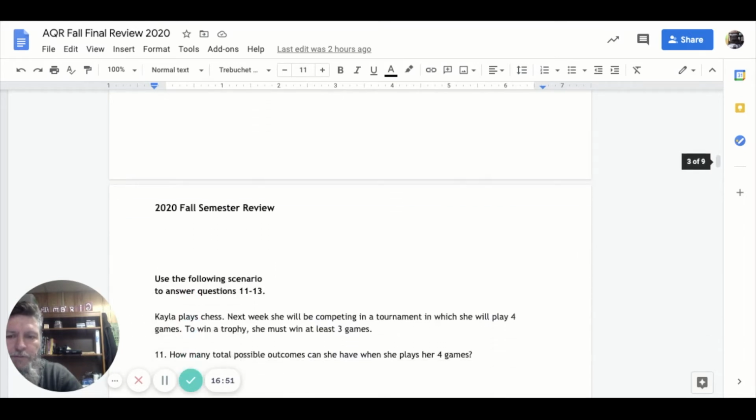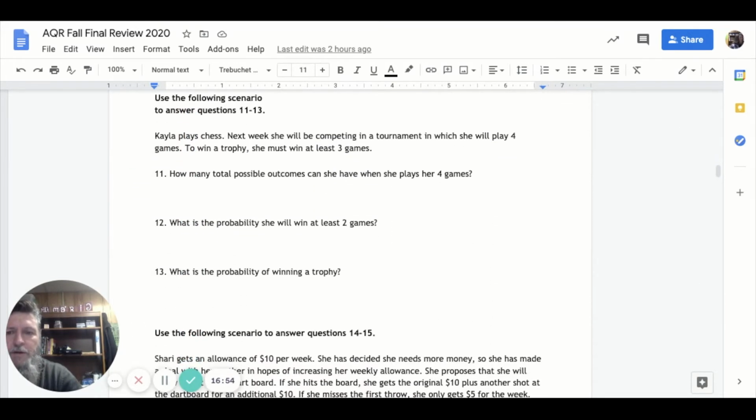Next question. Use the following scenario to answer questions 11 through 13. Kayla plays chess. Next week, she'll be competing in a tournament in which she'll play 4 games. To win a trophy, she must win at least 3 games. How many total possible outcomes can she have when she plays her 4 games? All right, so the best way to do this is to create a tree diagram.